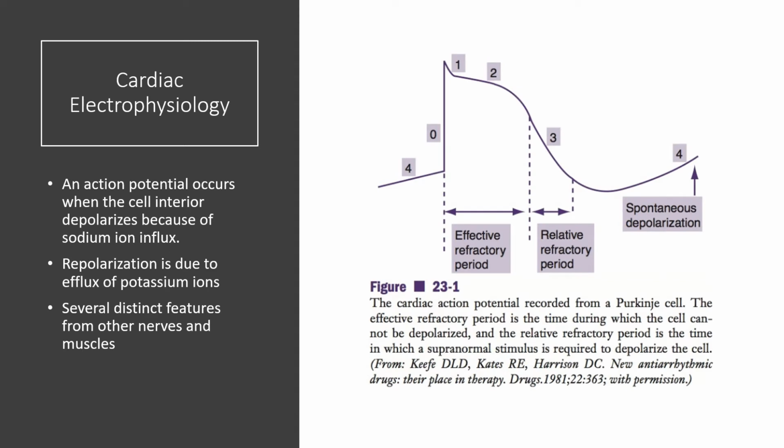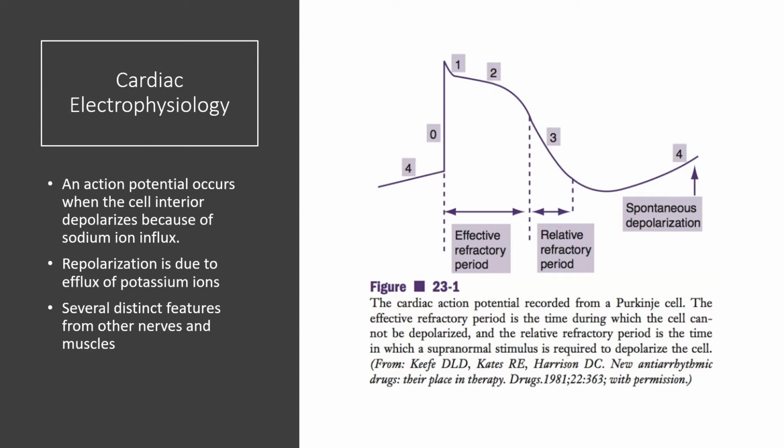Now we're going to talk about the action potential that occurs in the cardiac cells. So for the most part, this is very similar to the action potential that occurs in neurons, but it is a little different because there is more of a role of calcium during the plateau phase, which we'll talk about when we get there. So the cardiac action potential has these particular features about it that can distinguish it from the action potentials in the nerves and the muscles.